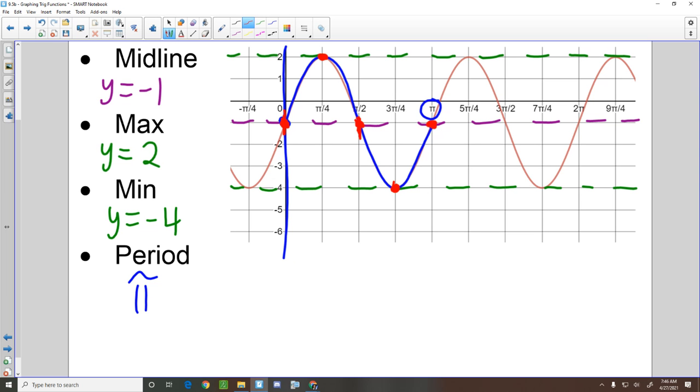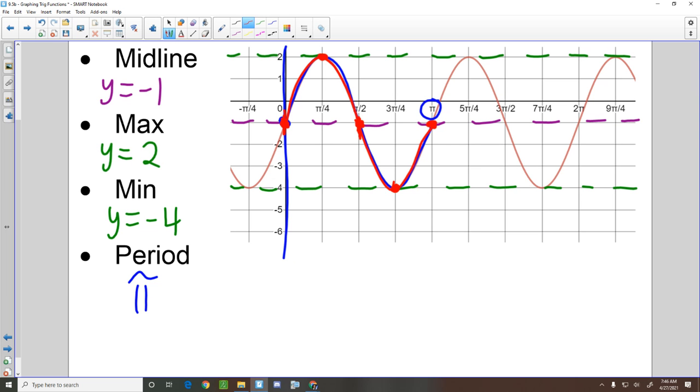So if you'll notice, I've got 5 points now drawn. And we can now connect the dots, essentially, where I can draw in starting at the y-axis. We go up to the max, back to the midline, down to the minimum, and up to the midline again.